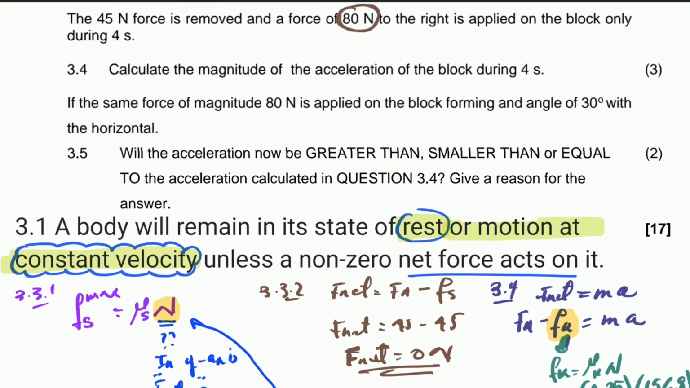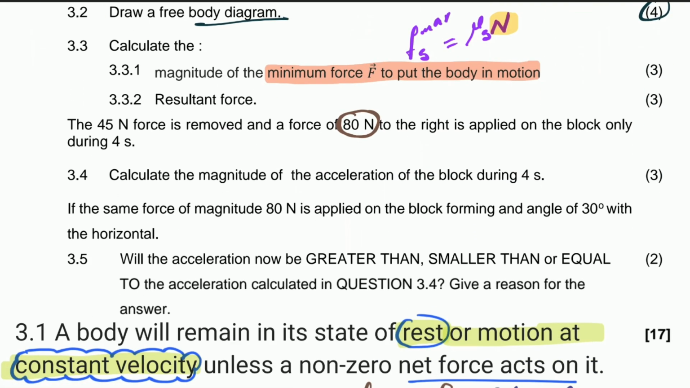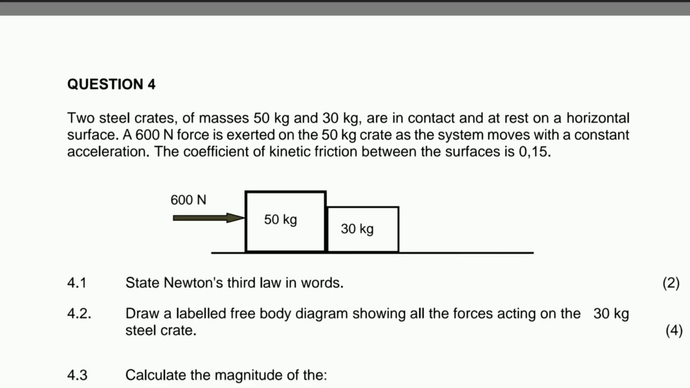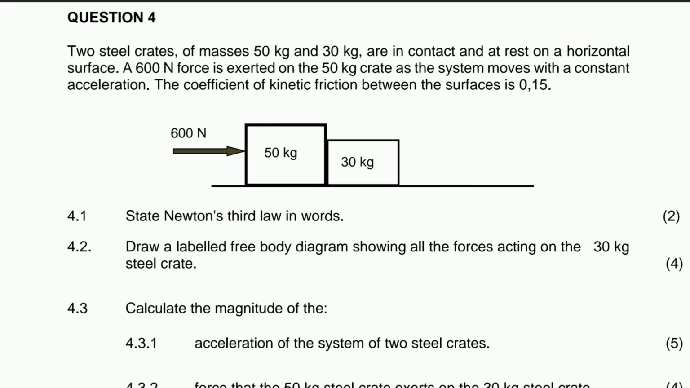It's a good question, it's not too bad, it's a little bit tricky here and there. It's easy but tricky. Let's go to question 4, which is even a little bit more tricky. Now this is a good question, I like it, it's interesting. They say two steel crates of mass 50 and 30 kilograms are in contact and at rest on a horizontal surface. A 600 Newton force is exerted on the 50 kilogram crate. The crates as a system move with constant acceleration.